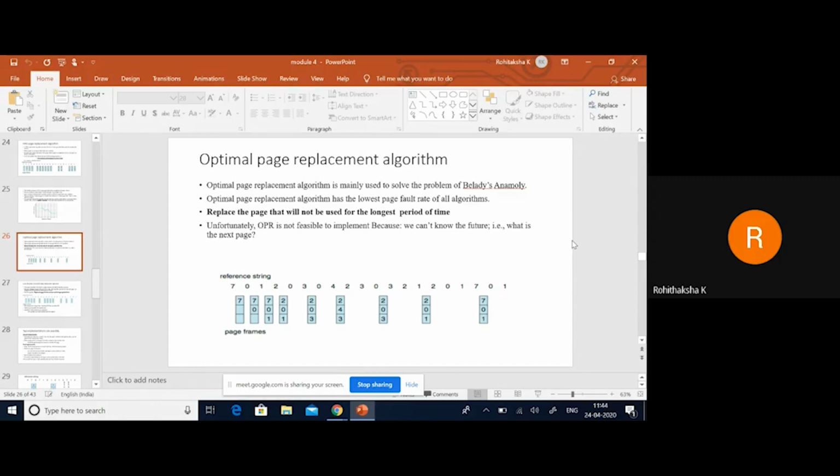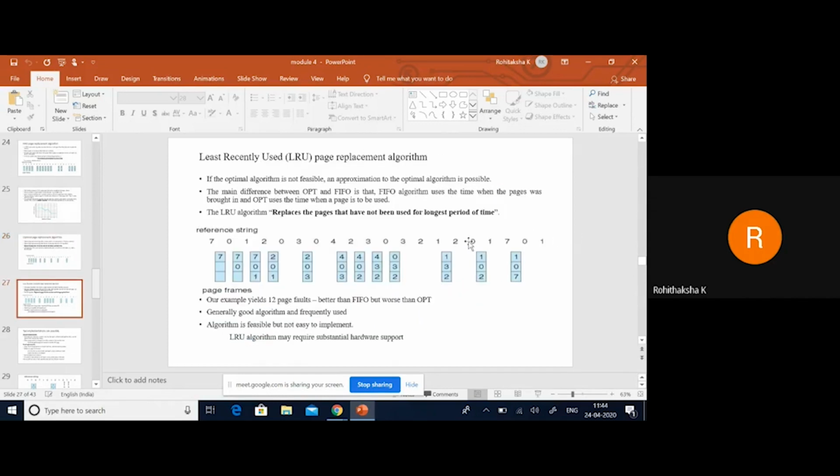Let us go for the next type of page replacement algorithm, that is the least recently used page replacement algorithm. So what exactly is this least recently used page replacement algorithm all about? If the optimal page replacement algorithm is not feasible, an approximation to it is possible. The main difference between optimal page replacement and FIFO is that FIFO uses the time when the page was brought in, and optimal uses the time when the page is to be used.